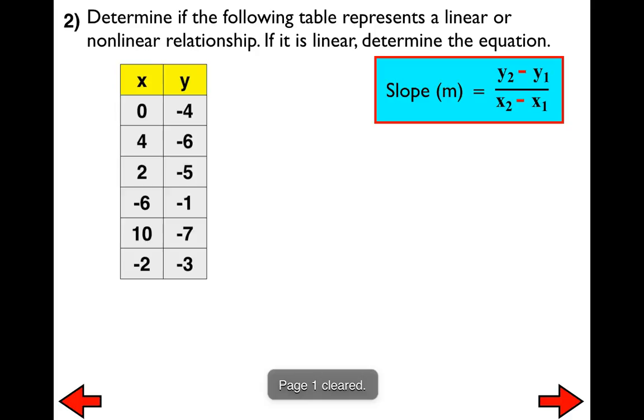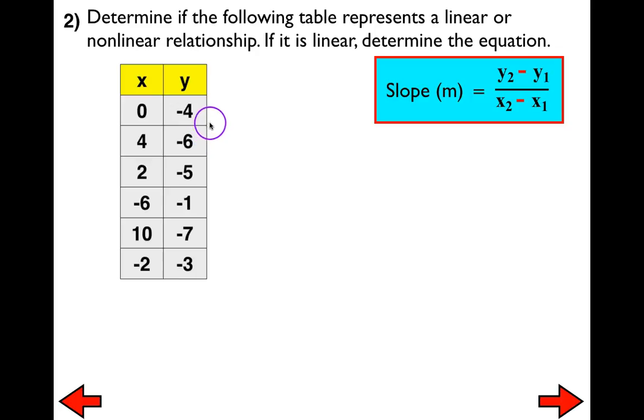Okay, so moving on. Now back to number 2. This is similar to the very first example we just did. It says determine if the following table represents a linear or nonlinear relationship. If it is linear, determine the equation. So here, now I'm giving you the slope formula, which is the second y minus the first y divided by the second x minus the first x. So this essentially is the same thing as change in y over the change in x. So keep that in mind. Whichever works best for you, you can totally use. I'm sorry, not formula, definition. This one is your formula. Change in y over change in x is technically a definition.